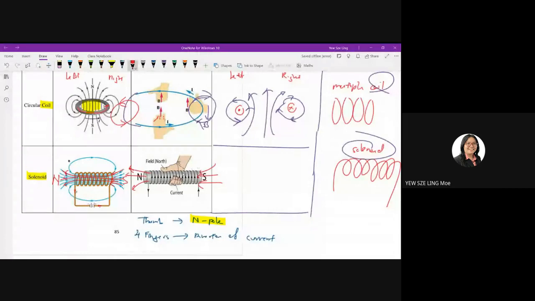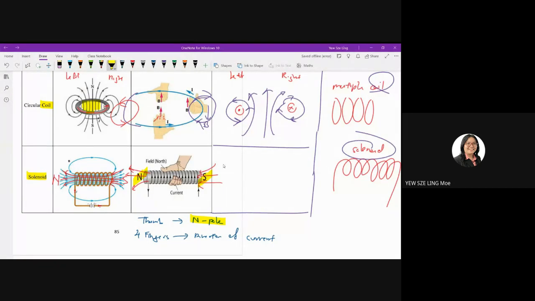And we also mentioned this before, every piece of magnet comes with both poles. It must have both south and north pole. So if you have a north pole on the left-hand side, then the right-hand side must be south pole. All right, the right-hand side must be south pole.